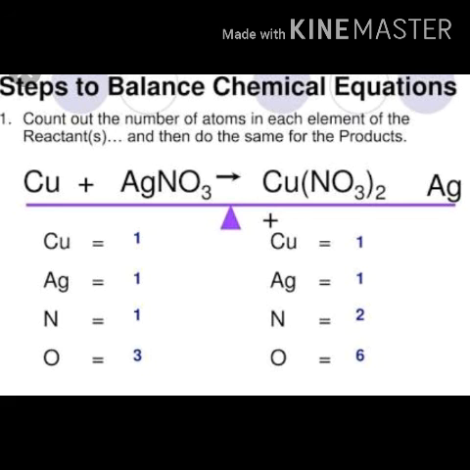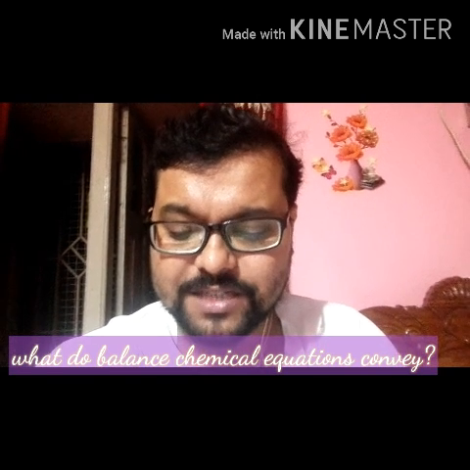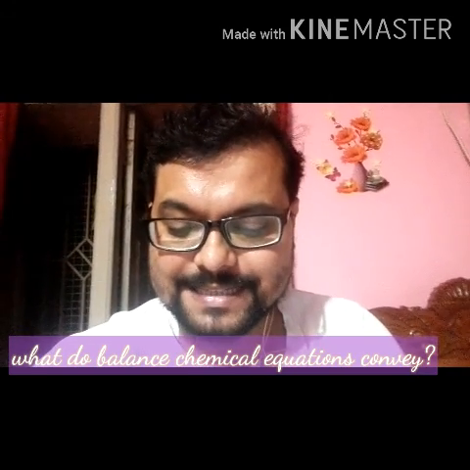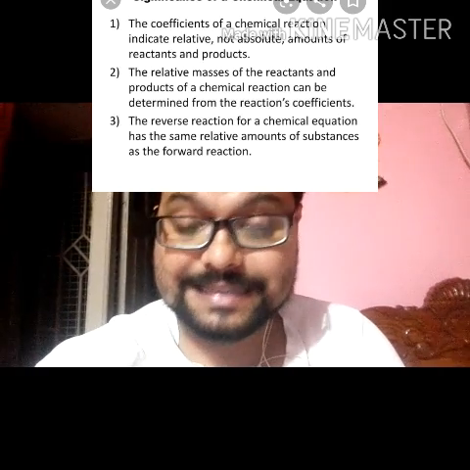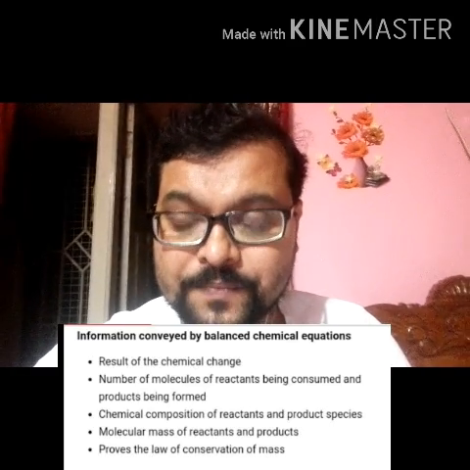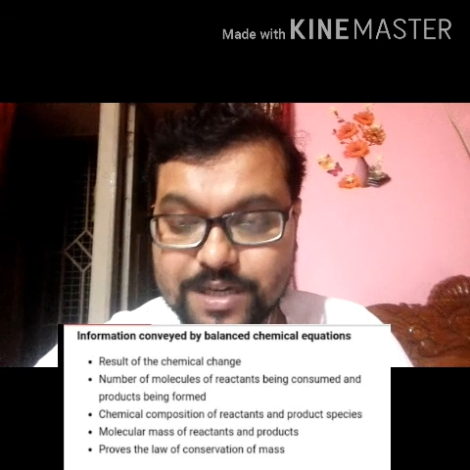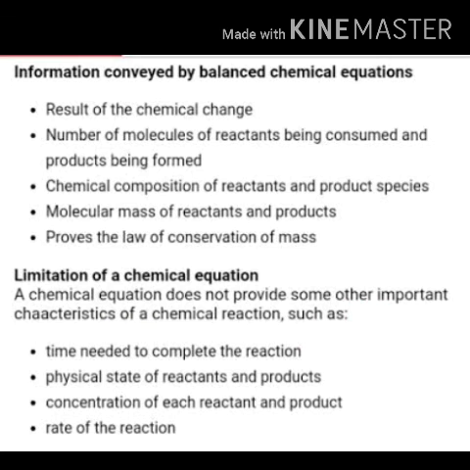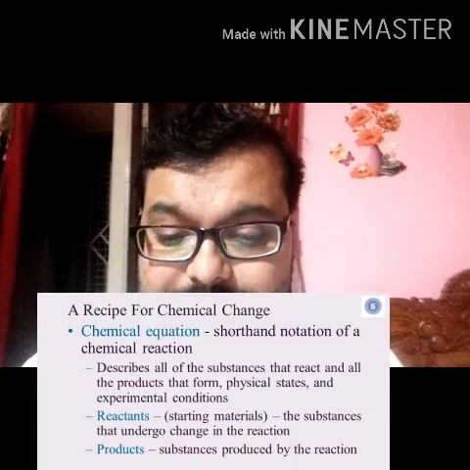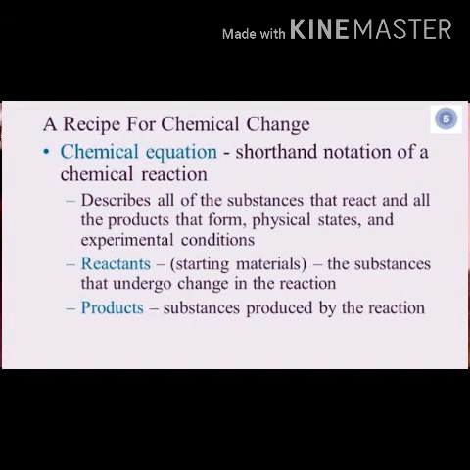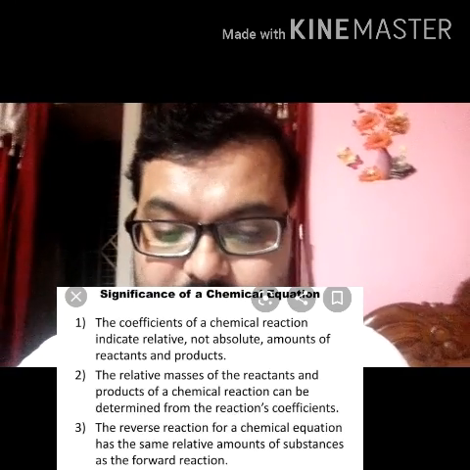So a balanced chemical equation gives us the reactants that take part in the reaction and the products that are formed, along with their symbols and formulae, the physical states of reactants and products, along with the conditions required for the chemical reaction. Also the number of molecules of reactants and products that take part in the reaction, and the number of atoms of each element of the reactants and products, also help in determining the mass of the reactants and the products.